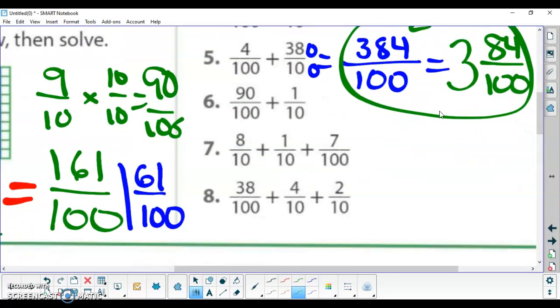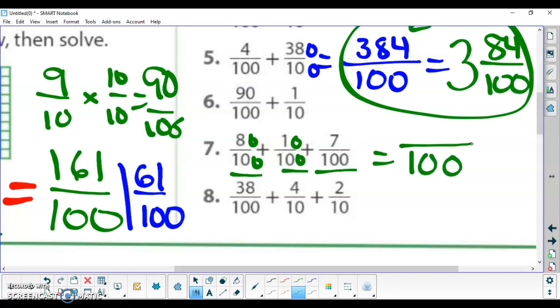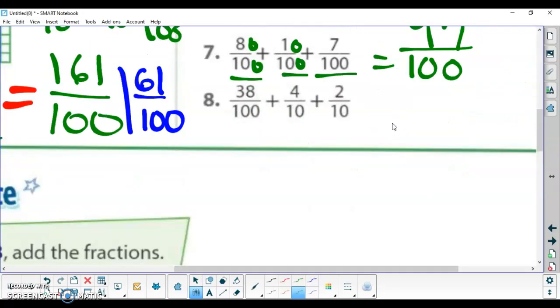All right, let's look at number 7. I have 8/10 plus 1/10 plus 7/100ths. So what do I have to do? Right, I need to convert my tenths to 100. So 8/10 is equal to 80/100ths. 1/10 is equal to 10/100ths. Now I can add them up. Keep my denominator the same, and I add up my numerators. 80 plus 10 is 90. 90 plus 7 is 97. 97/100ths. Okay? So all we have to do when adding fractions that have different denominators, like 10 and 100, we have to change them into the same denominator. So we convert our tenths into hundredths.